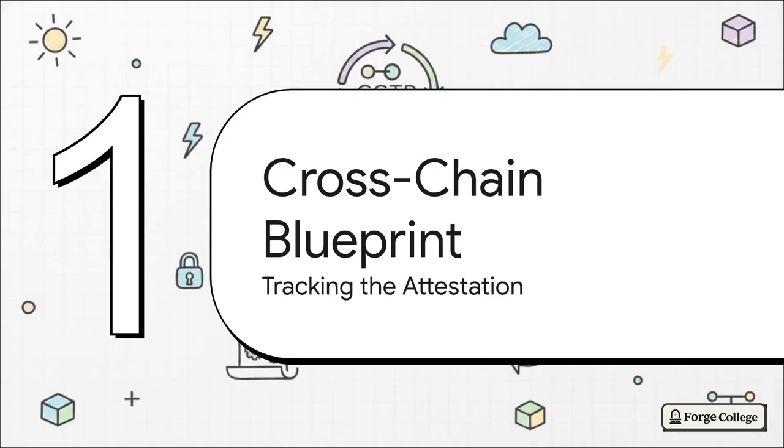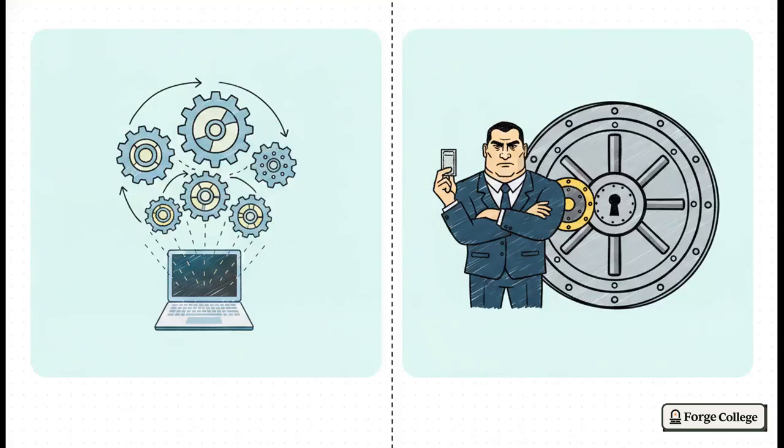All right, kicking things off with Section 1, the cross-chain blueprint, tracking the attestation. We really need to track our hero of this story, the attestation, as it travels across the crypto universe from Ethereum to Solana. The key here is how we partition the workload. We absolutely do not want to cram everything into the Solana smart contract if we don't have to. Heavy math means higher compute fees, and nobody wants that.